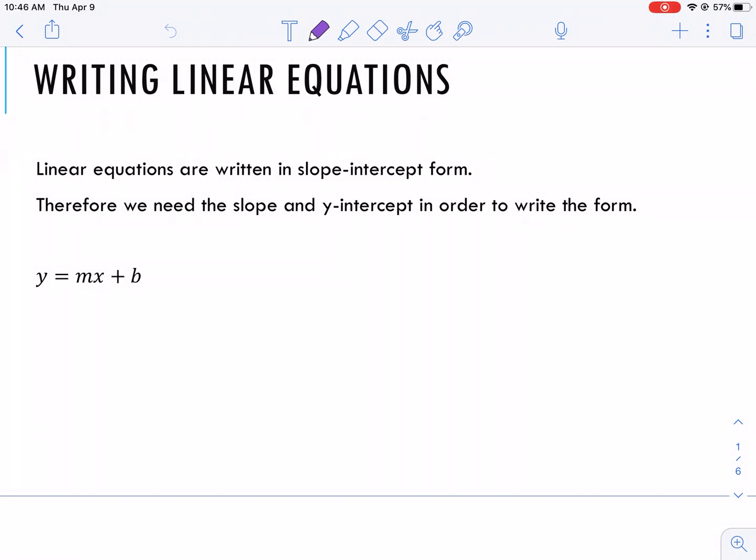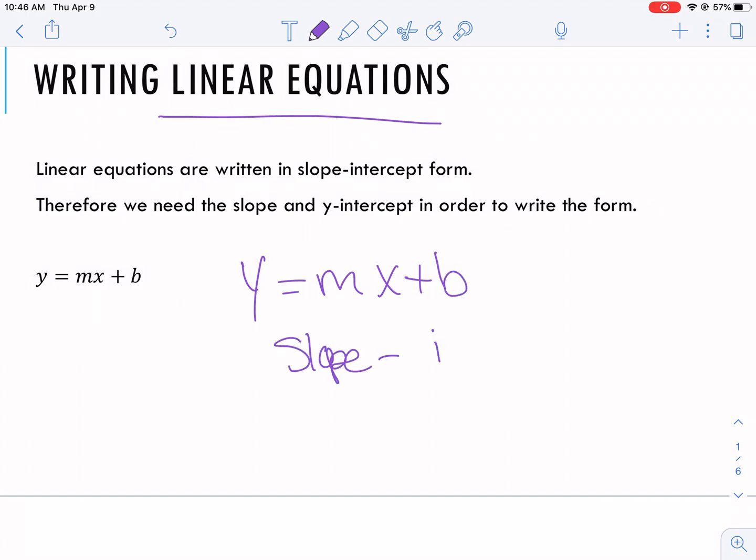So remember, the reason why we reviewed solving equations, so 1 and 2 step equations, is because we are going to be using our linear equations to solve problems. So like last week, we still have to write the equations first. So remember, we have to write them in y equals mx plus b, that slope-intercept form. And remember, our goal is to solve word problems using slope-intercept form and solving equations.